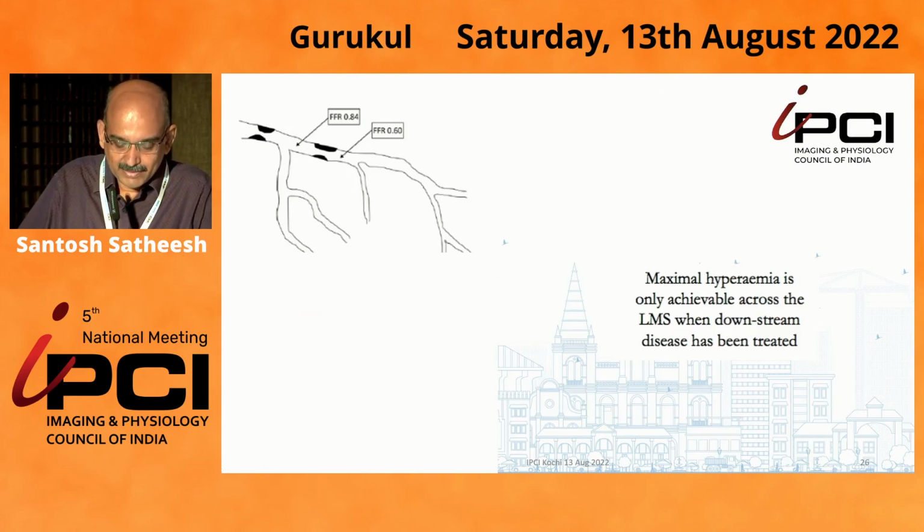The basic problem here is that maximal hyperemia is possible only when the downstream disease has been treated. So if a situation like that happens, we need to ensure that the distal lesion is treated, and then we check again.